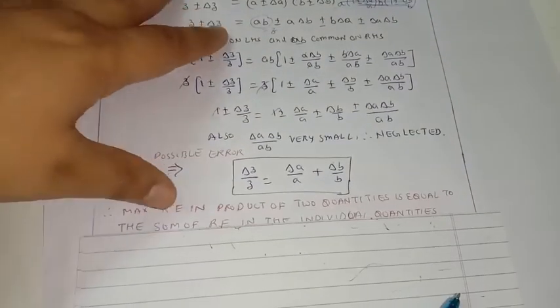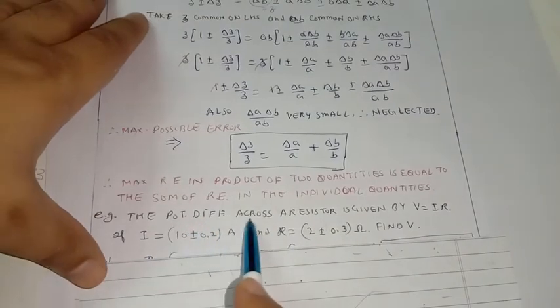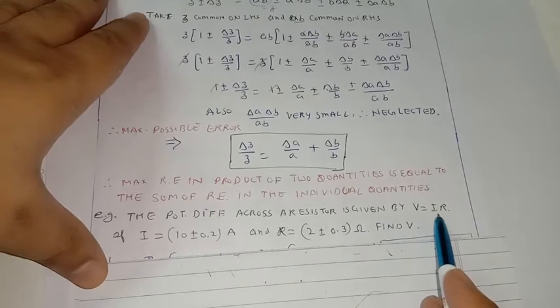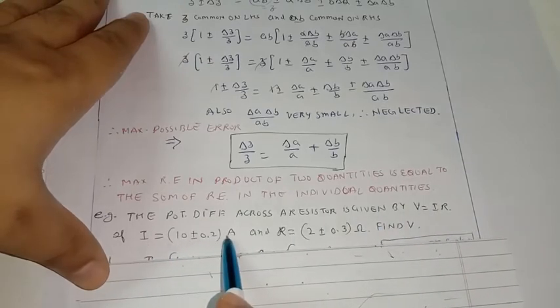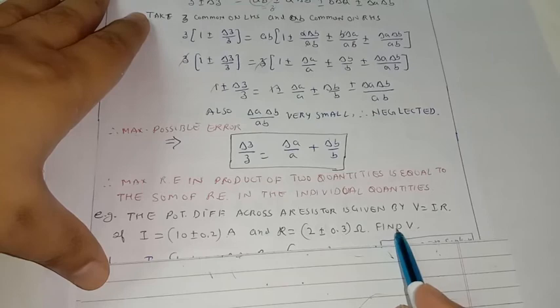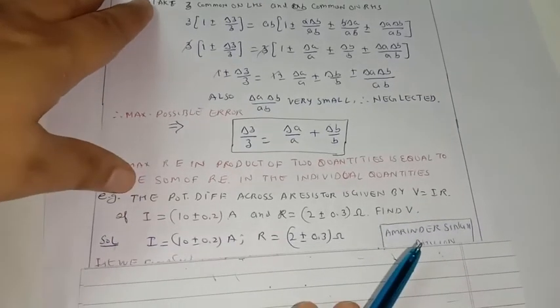If we take a simple example to demonstrate it, we have the potential difference across a resistor given by V is equal to IR. Now if I is equal to 10 plus minus 0.2 ampere and R is equal to 2 plus minus 0.3 ohm, we have to find out the potential difference. It is already given, the formula V is equal to IR, we just have to multiply.